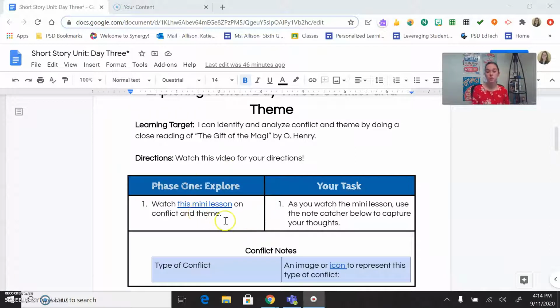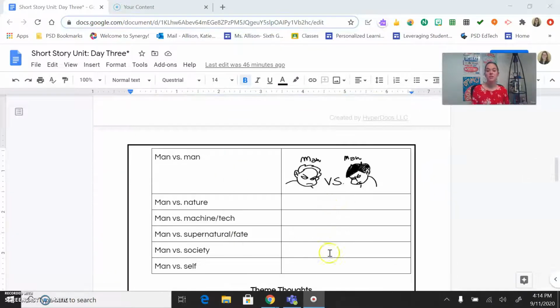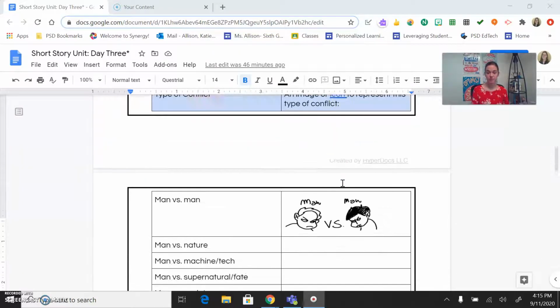So phase 1 we're exploring. We're going to look at conflict and theme now that we know the elements of plot. This is a mini lesson with yours truly leading it, and it has some directions here on how to go through this video. And as you watch, your job is to look for the types of conflict. There's a slide where we talk about that, and you are going to find an icon or a picture that matches each type of conflict. So you may have to pause the video and toggle between the two for a couple minutes. Here's a link to an icon finder, or you can use Google Images for that.